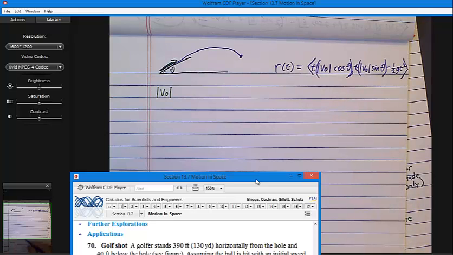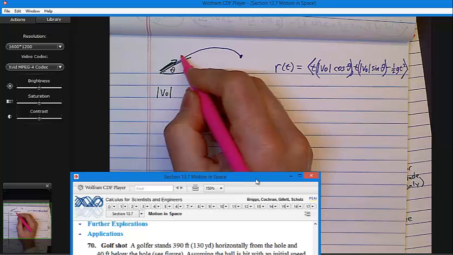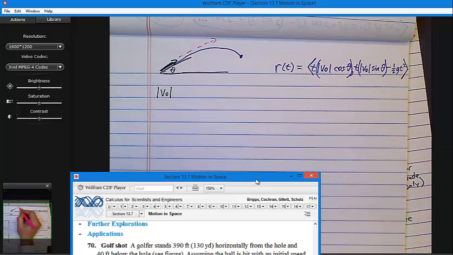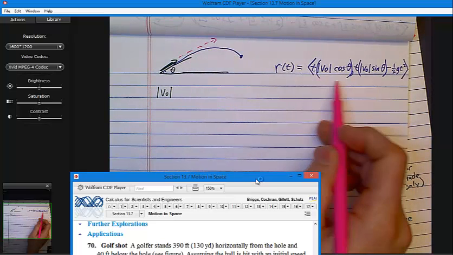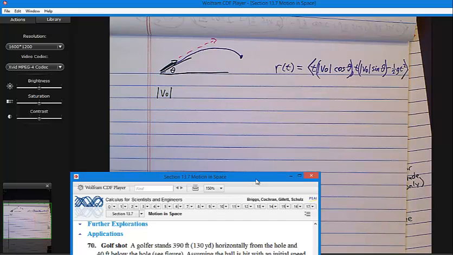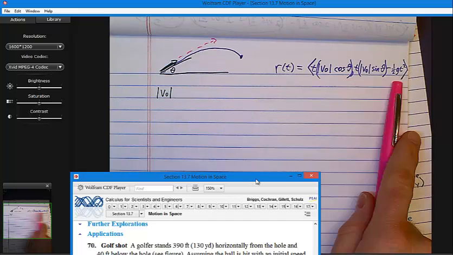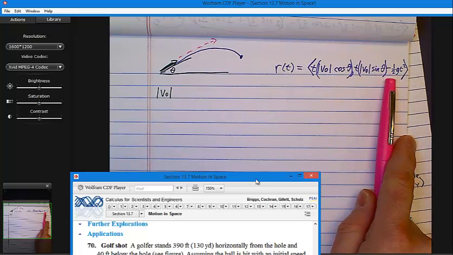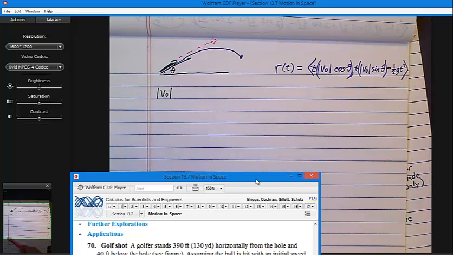So, you know, if there were no gravity, wouldn't that be an awesome golf shot? You would just have this linear function where the cosine and sine tell you exactly where it's going to go. It gives you the slope, y over x, right? But that's not the case. We have this gravity which pulls it back down, hopefully right into the hole.